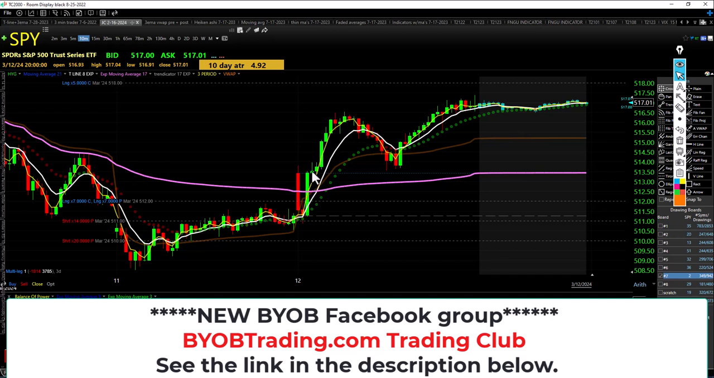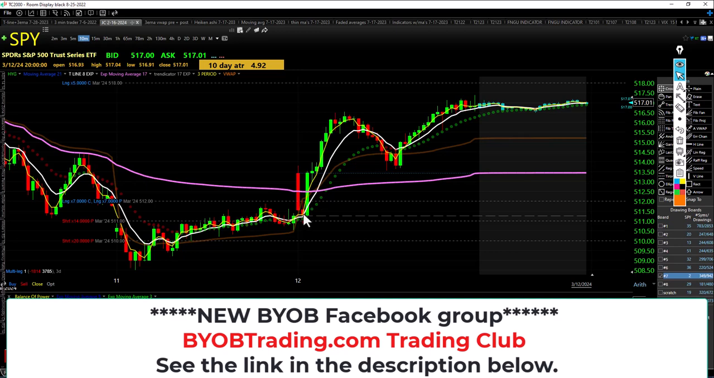All right, so I buy some calls and I start selling them off up at the top when price gets far away from my 17 EMA. Okay, this is my 17. The 17 EMA is my green dots. Okay, the brown line, that's my VWAP, volume weighted average price.